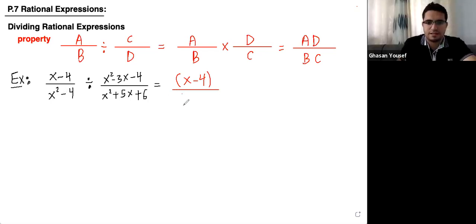So x minus 2 times x plus 2. Here we have divide by. Now we have to factor this numerator, and the same for the denominator. What is the factor for this denominator? x minus 4 and x plus 1.